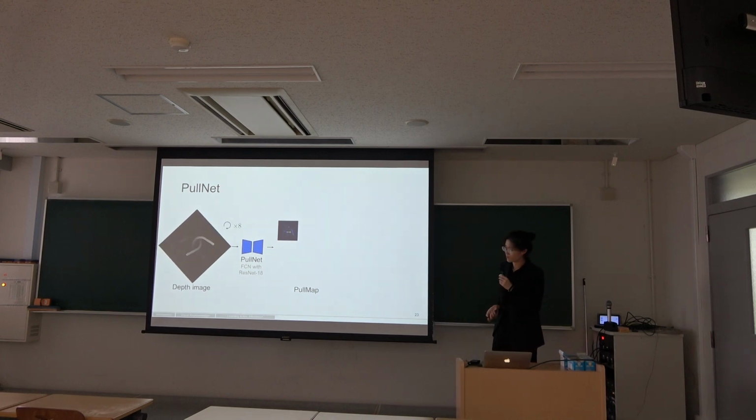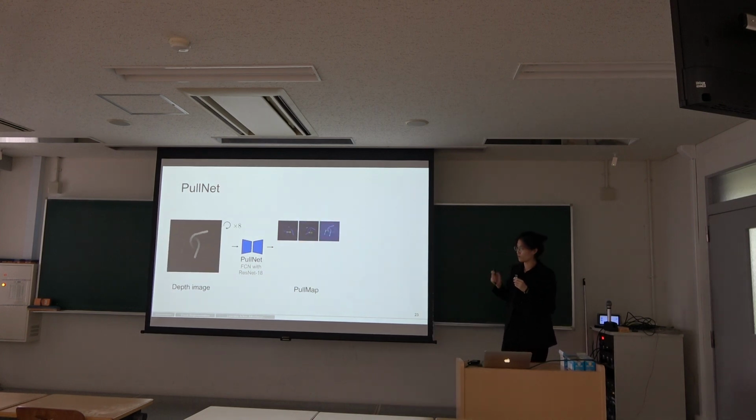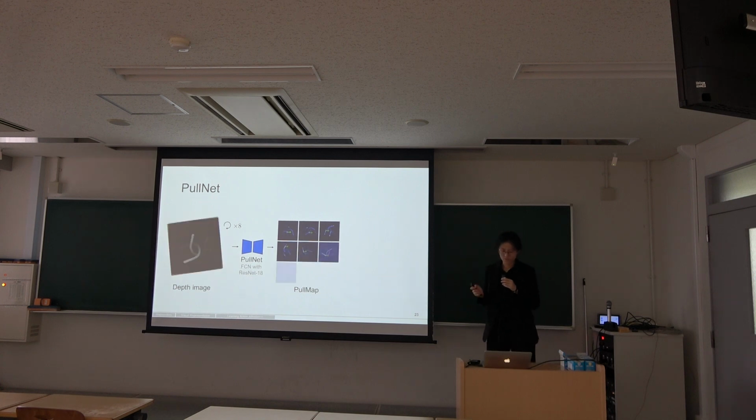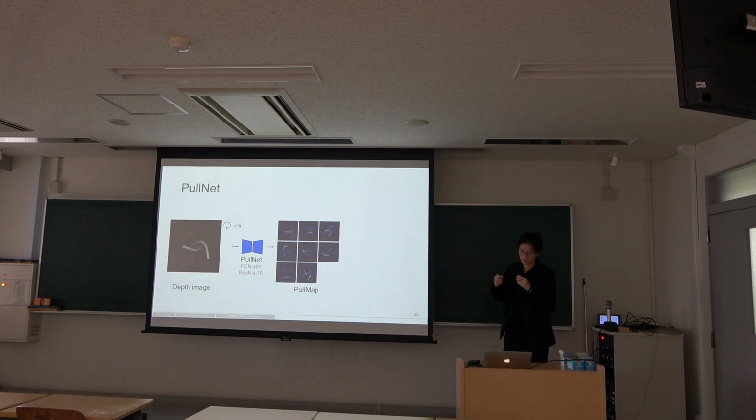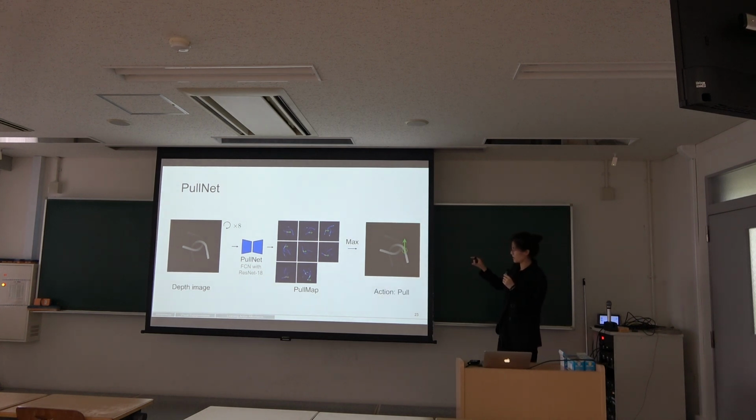And we're encoding the polling directions by rotating the input image for 8 directions. The PoleNet predicts the pole map for each rotated image, reasoning about the pixel-wise possibilities of polling to the right in the image. And then we select the highest value among the 8 pole maps as the direction of the polling and also the position of the polling.